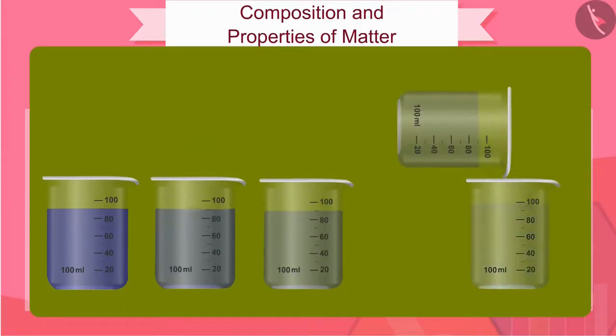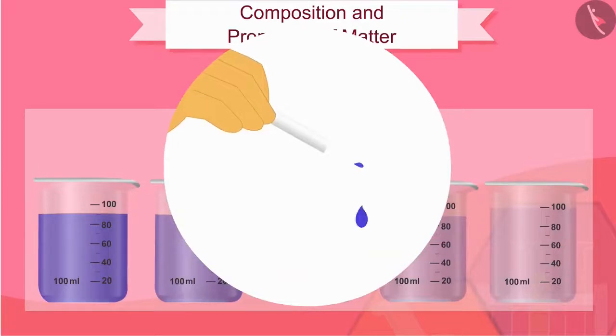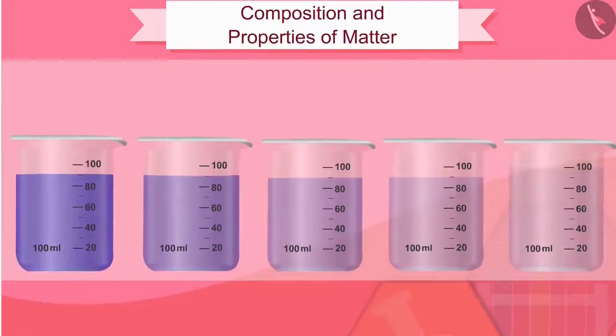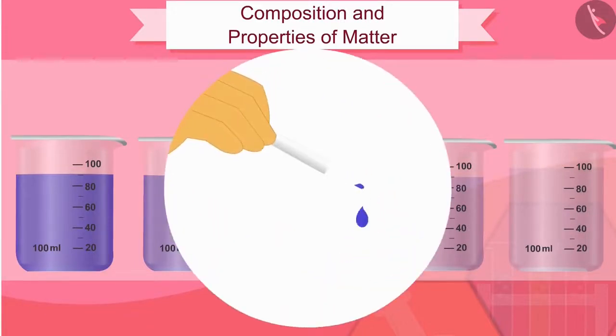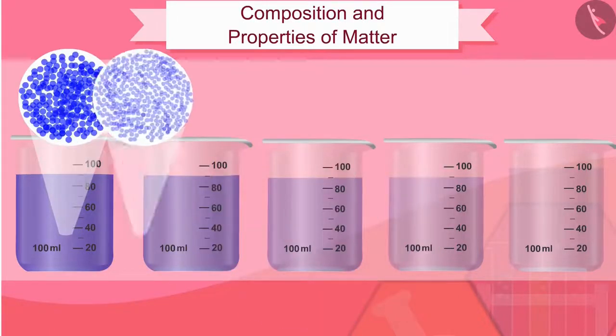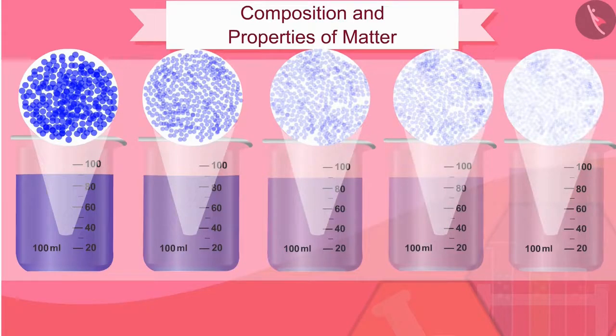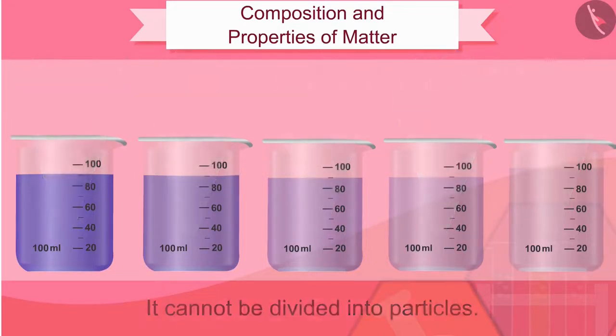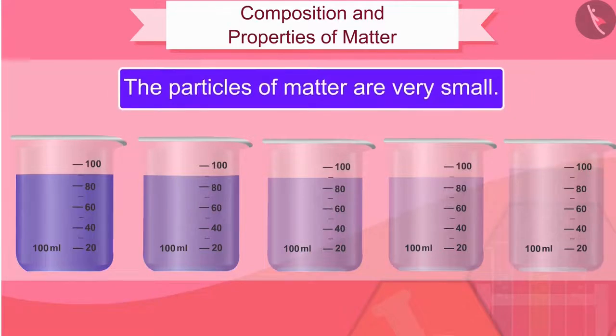This experiment shows that just a few drops of ink can color a large volume of water, about 1000 ml. From this, we can conclude that there will be many microscopic particles in each drop. These particles divide into smaller and smaller particles. Ultimately, it cannot be divided into smaller parts. By this activity, we can say that the particles of matter are very small.